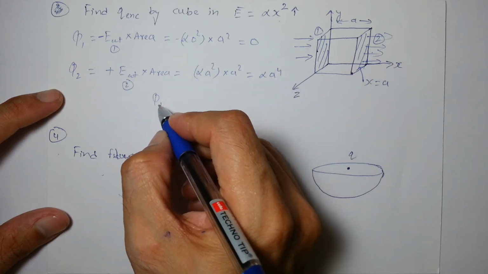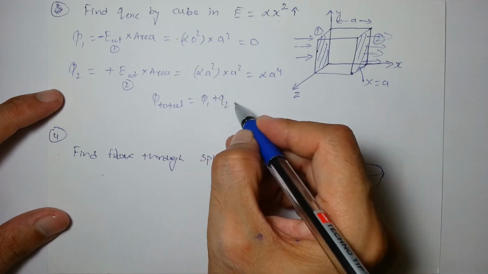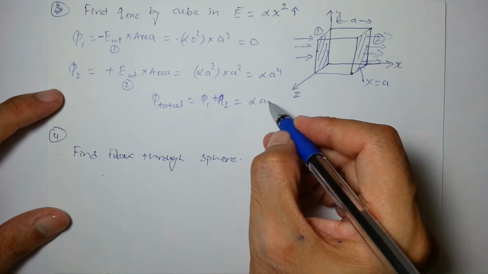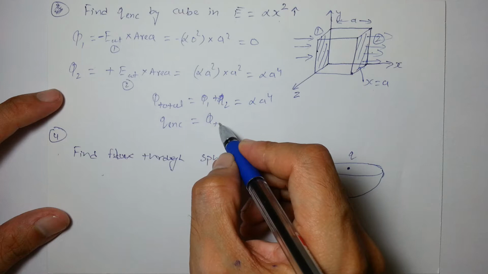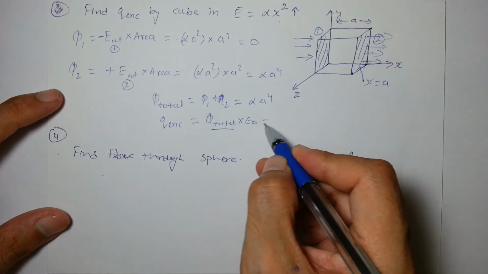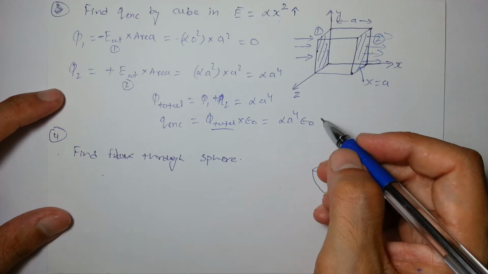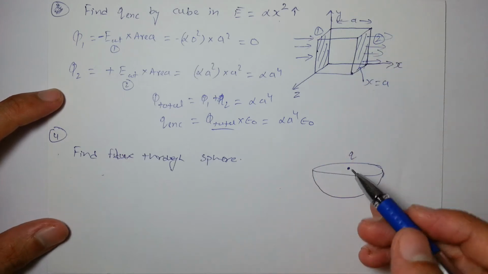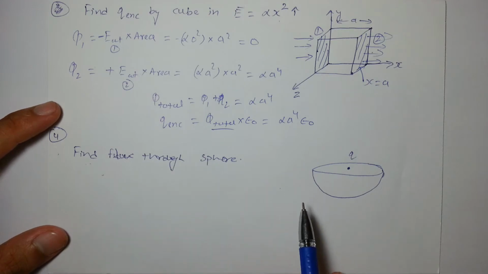So the total flux, which is the summation of these fluxes phi 1 and phi 2, is nothing but alpha a to the power 4. Hence q enclosed is phi total into epsilon naught. So that will be alpha a to the power 4 epsilon naught, which is the net charge enclosed by the cube. Okay, in the next example we have to find the flux through the sphere.